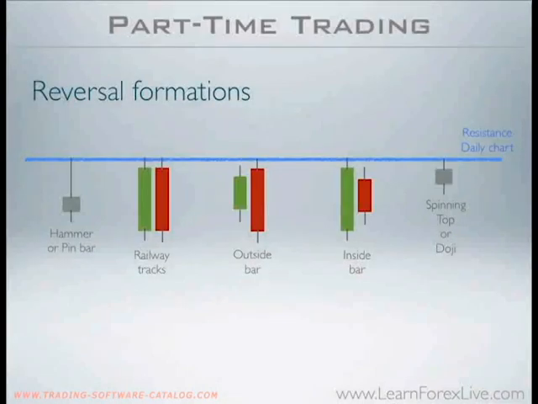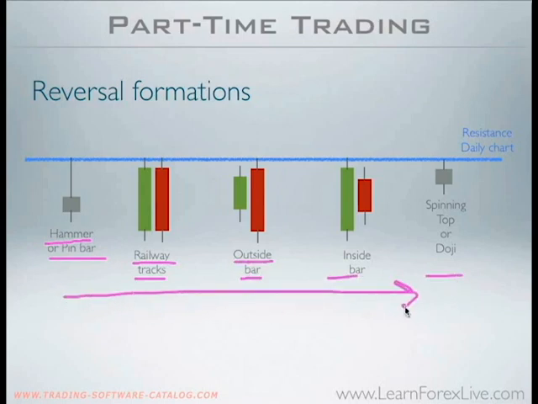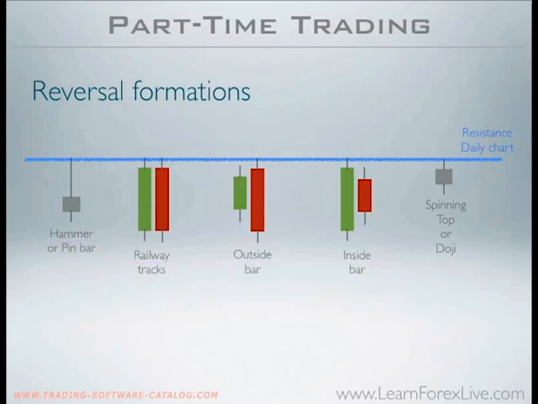By the way, before I get started, just to avoid confusion, these are all individual candle formations. You're not supposed to be searching for all of these at once, just one of them. This is one formation. You can get reversal formations taking the shape of a hammer or a pin bar, which is basically the same thing, or railway tracks, or an outside bar, and so on. You are not supposed to search for all of them at once. I just wanted to clear that up.